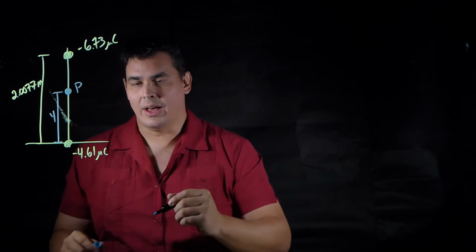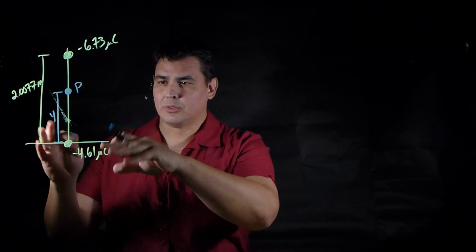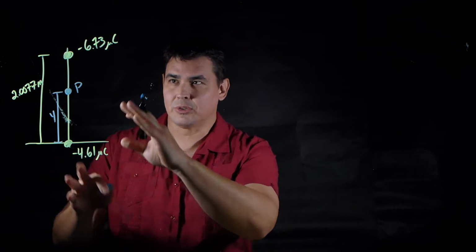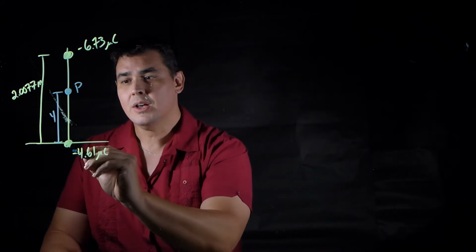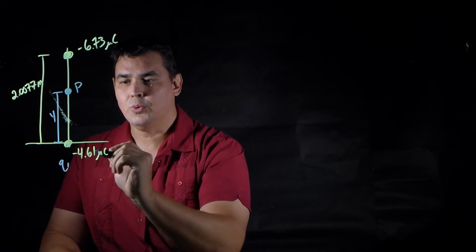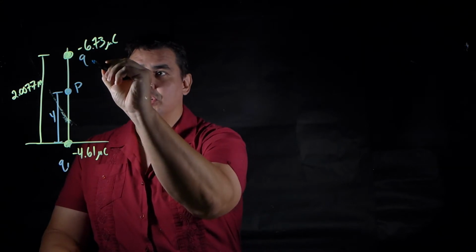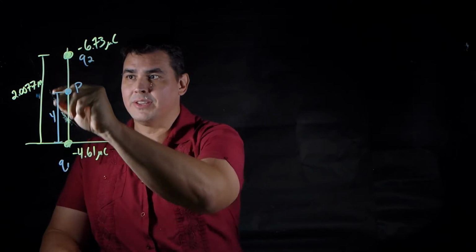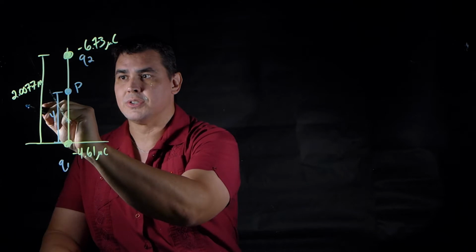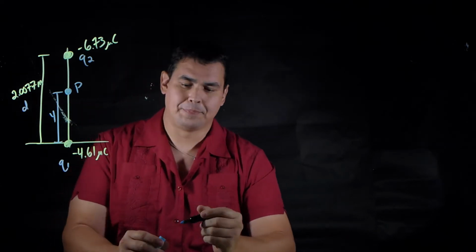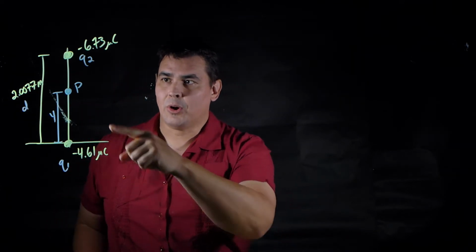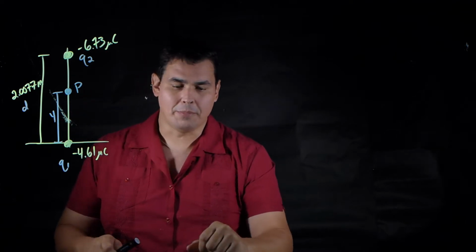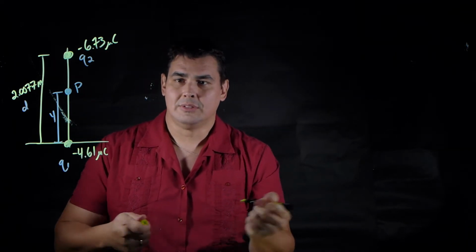Okay, so I want to know what this distance along the y-axis is. So I'm going to call that y. And so let's do a couple other things, right? I don't want to just use numbers. I'm going to solve it algebraically first. So I'll call this Q1, and I'll call this charge Q2. And I'm going to call this distance between the two charges D. Okay? And I want to know this distance for point P. So let's go through and solve this.